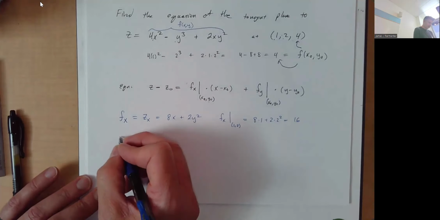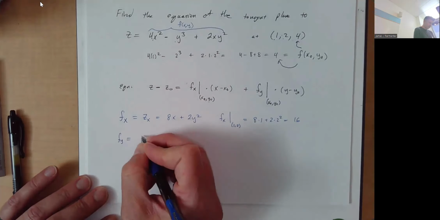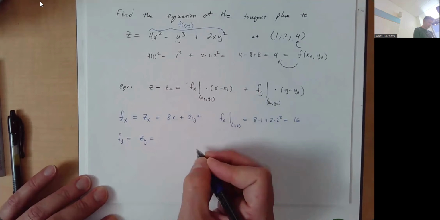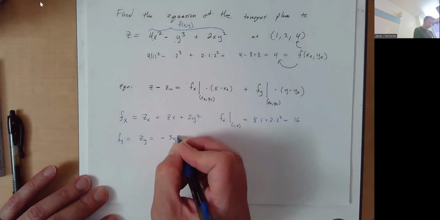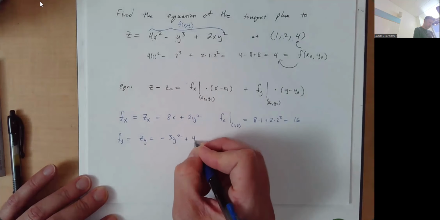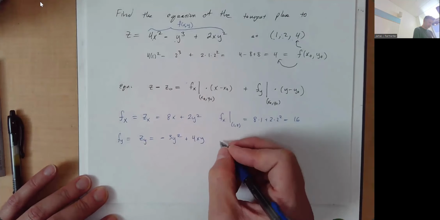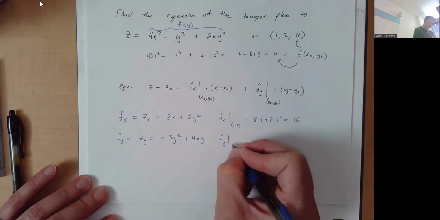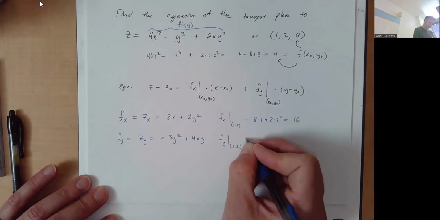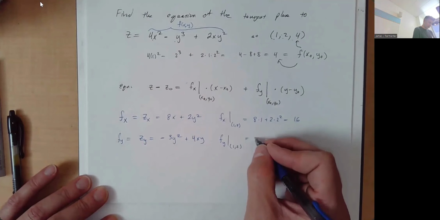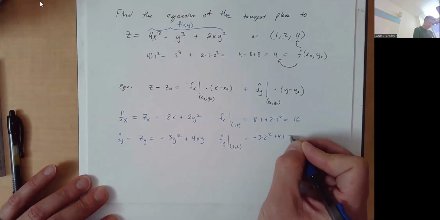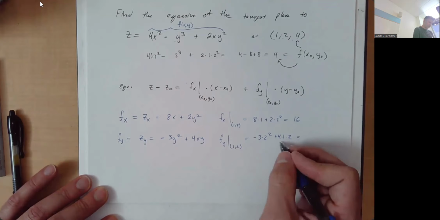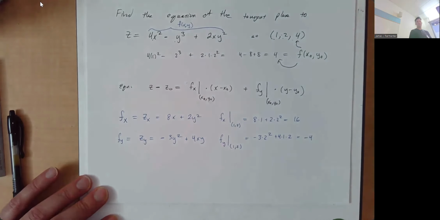In a similar way, I can find fy or zy. And that's going to be negative 3y squared plus 4xy. And if I plug in my coordinate of 1, 2, I'm going to get negative 3 times 2 squared plus 4 times 1 times 2, which is negative 12 plus 8, which is negative 4.